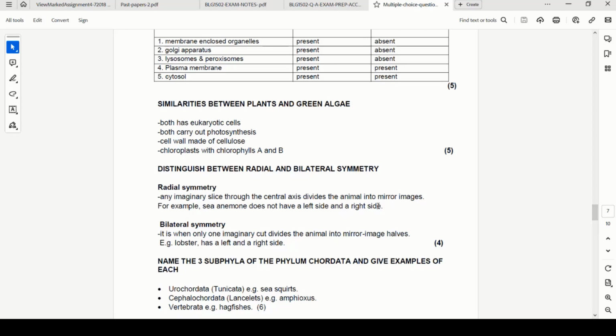So these kinds of examples, you're going to have to go through all of them, because they are the ones they use as a heading for you to give answers and to choose from. So you're going to have to be smart. You're going to need something to remind you that this is an example of radial symmetry. And bilateral symmetry is when only one imaginary plane divides the animal into mirror-image halves, e.g. a lobster, with a left and a right side.